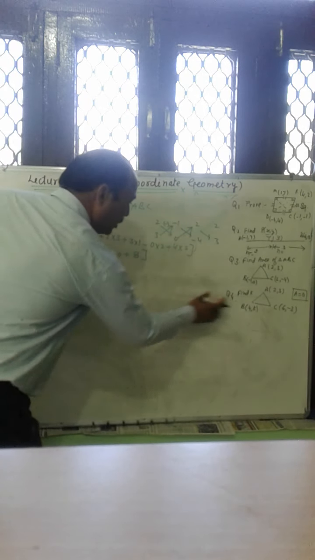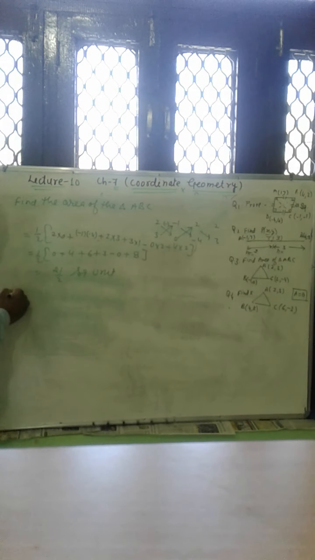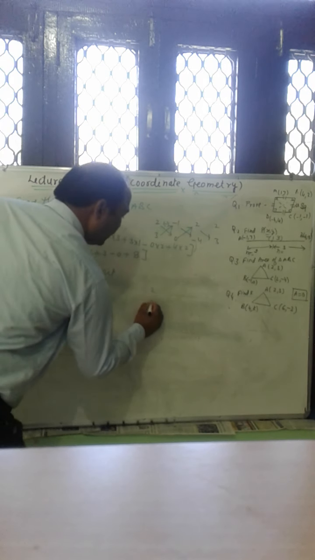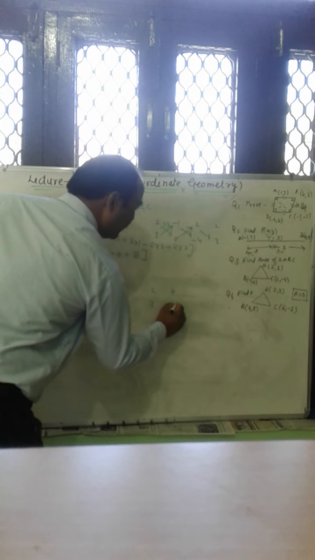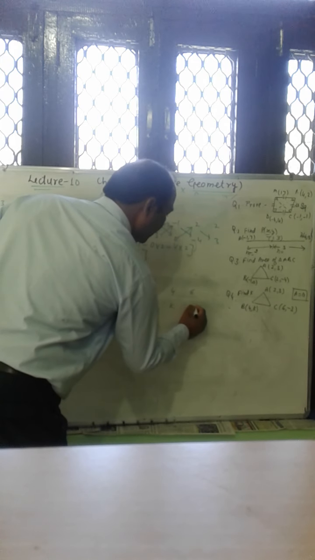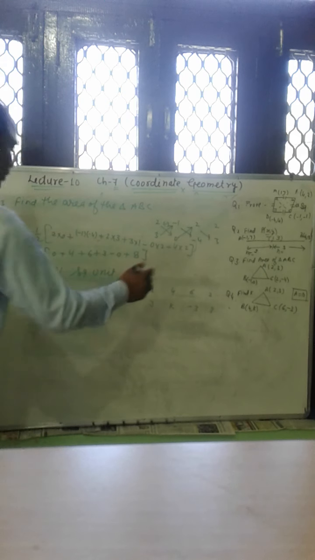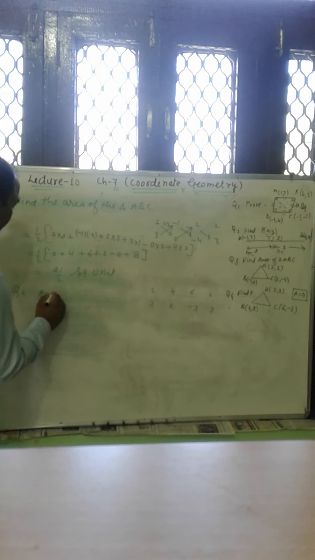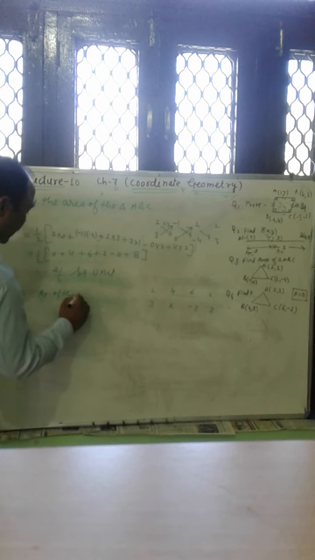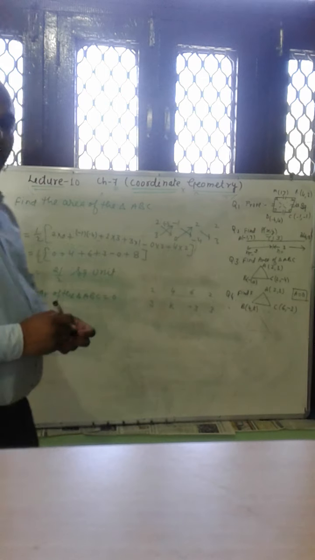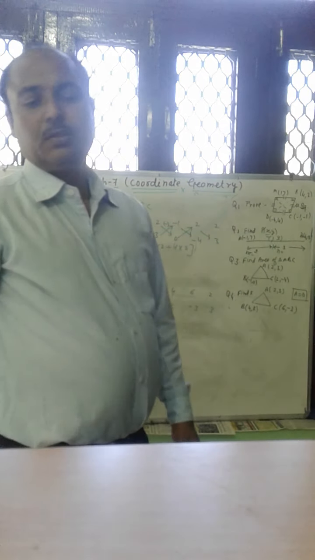Now we are doing question number 4 here. Okay, now we write the coordinates: 2 comma 3, 4 comma k, 6 comma minus 3, and 2 comma 3. These are the coordinates of the points. Now the area of the triangle ABC is equal to 0. This condition is given because the points are collinear.